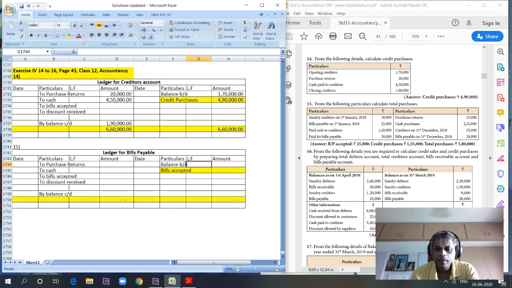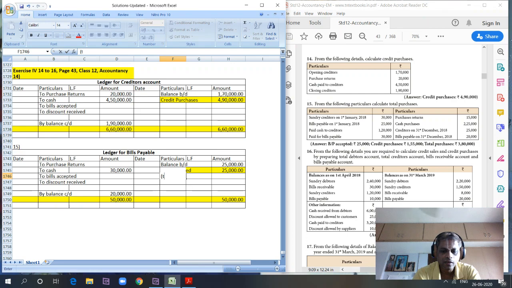So what is the beginning balance? Bills payable as on 1st January 2018, 25,000. Then we have bills paid, bills payable account debit to cash, 30,000. Then we have bills payable at the end of the year, 30,000. So the balancing amount is bills accepted during the year, which is equal to 50,000 minus 25,000. The bills accepted during the year will be transferred to the creditors account, so we adjust it against the creditors account.